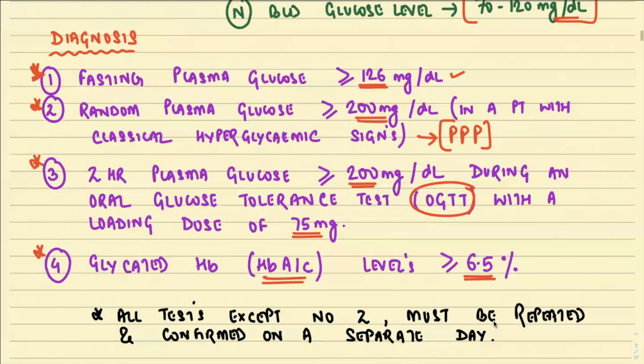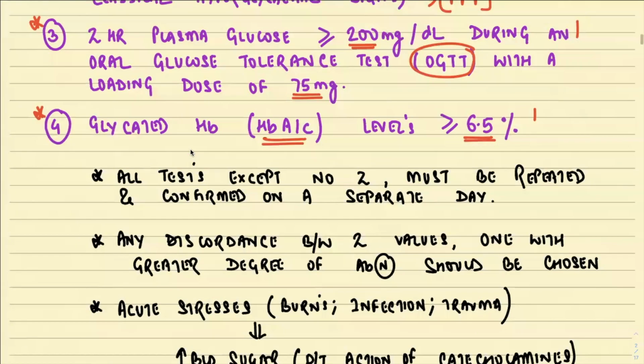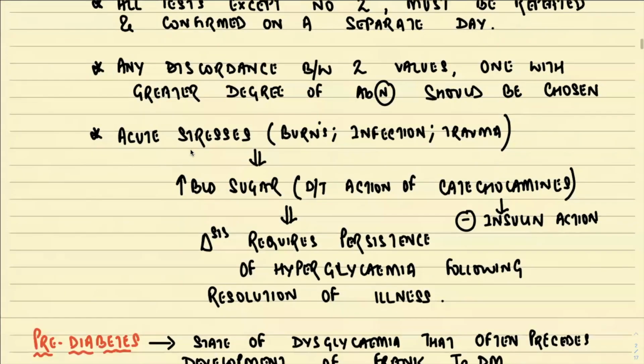Now, a very important thing, all of these tests 1, 2, 3, 4, except test number 2, all the remaining tests, so 1, 3 and 4, these 3 tests need to be confirmed on a separate day so as to confirm the diagnosis of diabetes mellitus. Whereas test number 2, in the presence of signs and symptoms of diabetes mellitus, if the random plasma glucose is more than or equal to 200, then this need not be repeated. It is confirmatory on the first test itself. Whereas tests number 1, 3 and 4 have to be repeated and confirmed on a separate day. So why is it so? Why is it happening like this?